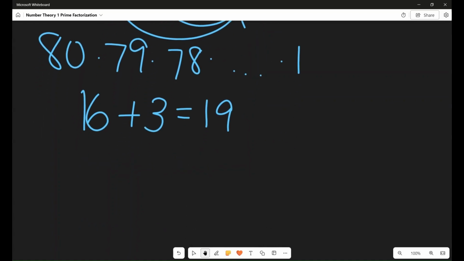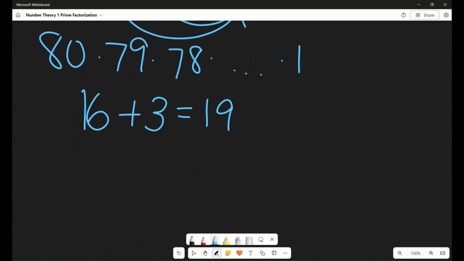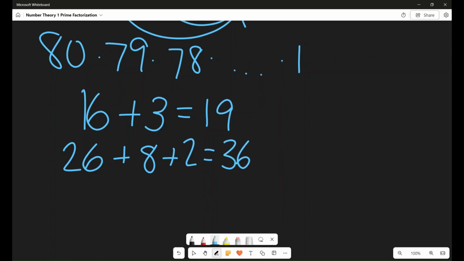Now let's do the same thing with 3's. From 1 to 80, there are 26 multiples of 3. There are 8 multiples of 9. And there are 2 multiples of 27. And of course, there are no multiples of 81 and beyond. So adding those up gives 36.